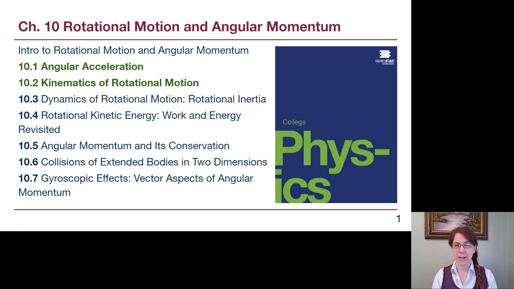Welcome to Chapter 10 of OpenStax College Physics. In this first lecture video, we are going to be introducing this new idea of angular acceleration, which means we'll have to remember some of our circle ideas from Chapter 6. And then we'll start to talk about how this angular acceleration can be used in problems that should feel really similar to Chapter 2 kinematics problems, because we can do kinematics with rotation.